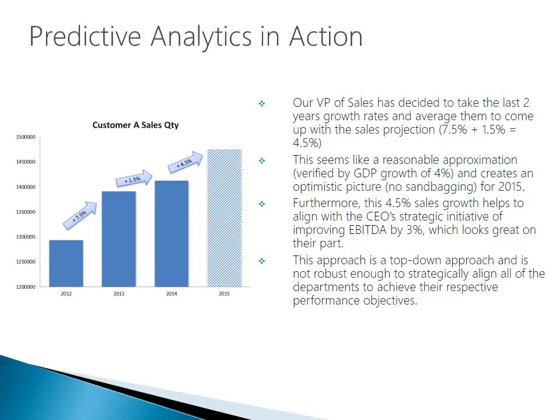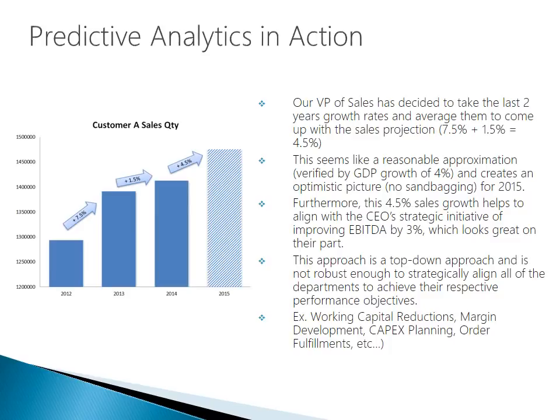This approach really is a top-down approach, and I think it is robust enough to strategically align all the departments to achieve their respective performance objectives. There's a lot more we can do with predictive analytics and forecasting that we're just not tapping into here. An example would be reducing working capital, improving margin, doing your CapEx planning, improvements to order fulfillments, and so forth. So now I'm going to actually talk about how we can go about doing this in our example here, and how predictive analytics techniques play a role in this process.